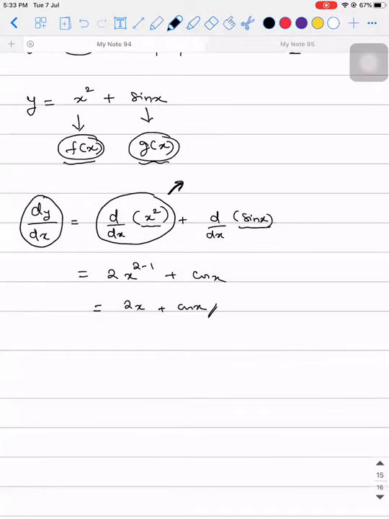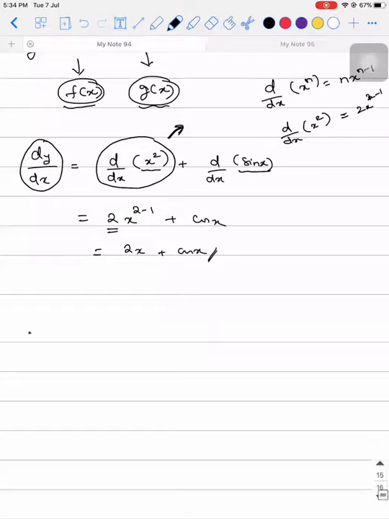How did the 2 come, sir? Which 2? 2x, from x square. d by dx of x power n is what? n into x power n minus 1, no? So d by dx of x square will be what? 2 into x power 2 minus 1. Got it?